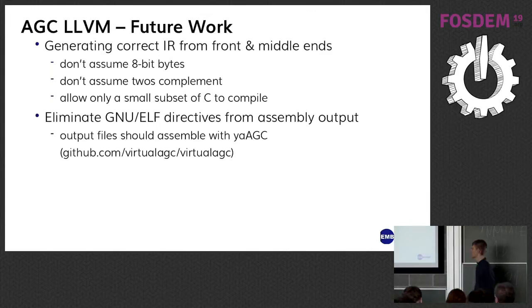Another thing I'd like to do is make sure that the assembly output of LLVM resembles actual AGC code. So to do this, I need to remove all GNU ELF directives and replace them with AGC directives. There's already a project that has an assembler, and I'd like the output files to be assembled with that.